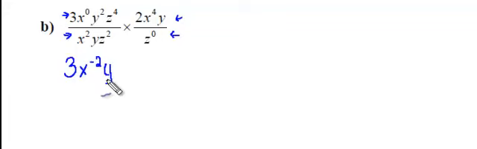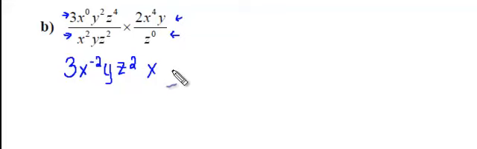Y to the exponent of 2 divided by y to the exponent of 1. You would just subtract those exponents, giving you 2 minus 1, which just gives you 1. And we don't need to write a 1. Z to the exponent of 4 divided by z to the exponent of 2. So that would be 4 minus 2, which would give me an exponent of 2. I am done with that term. I'm going to move on to my second.